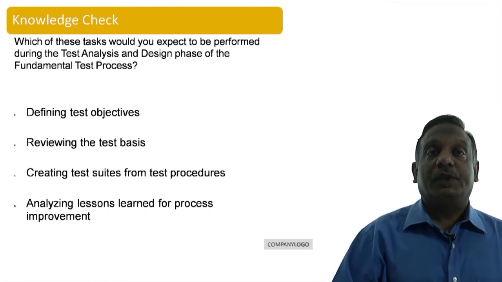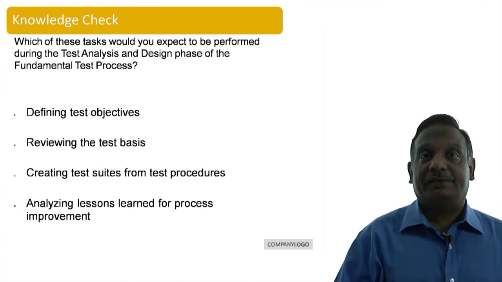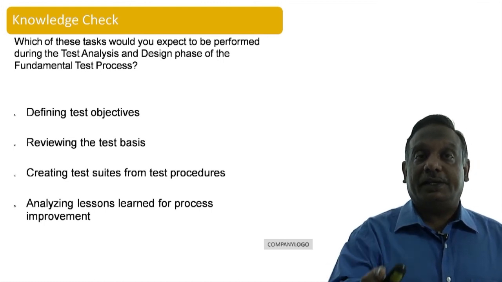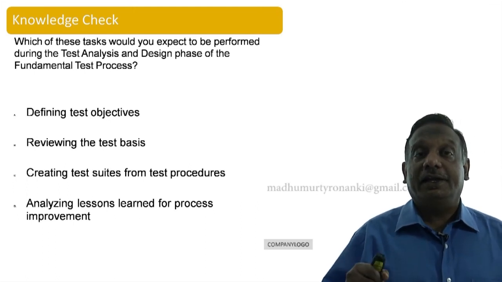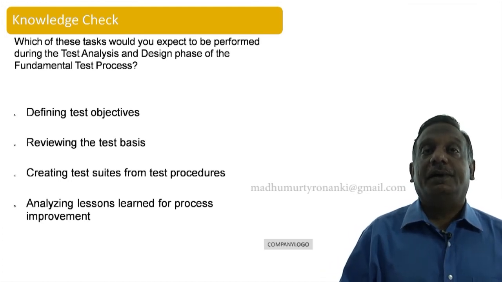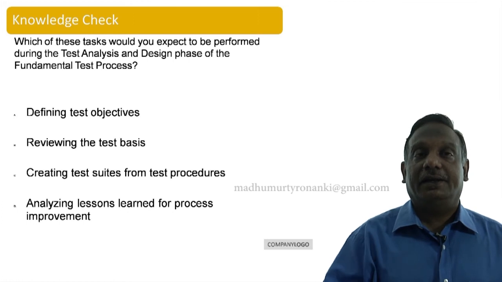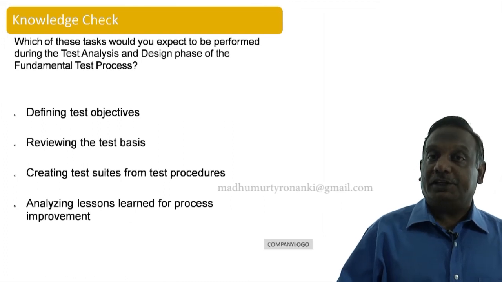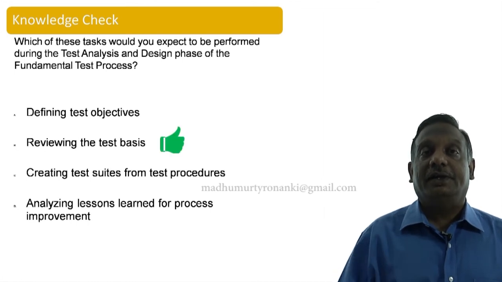The question is, which of these tasks would you expect to be performed during the test analysis and design phase of the fundamental test process? A. Defining test objectives. B. Reviewing the test basis. C. Creating test suites from test procedures. D. Analyzing lessons learned for process improvement. What is the answer? Defining test objectives: when will it happen? It will happen at the time of test planning. Reviewing the test basis is an activity that is performed during test analysis and design. So that is the right answer.